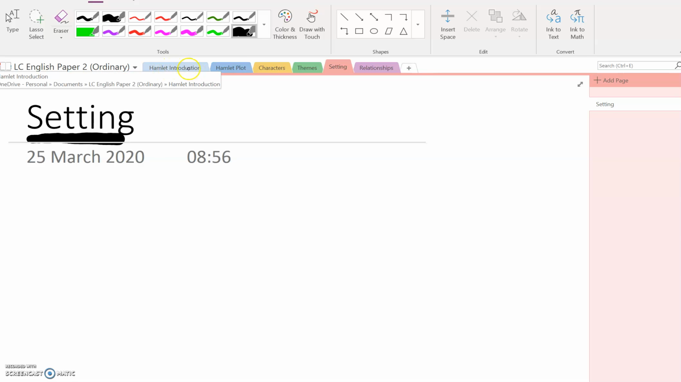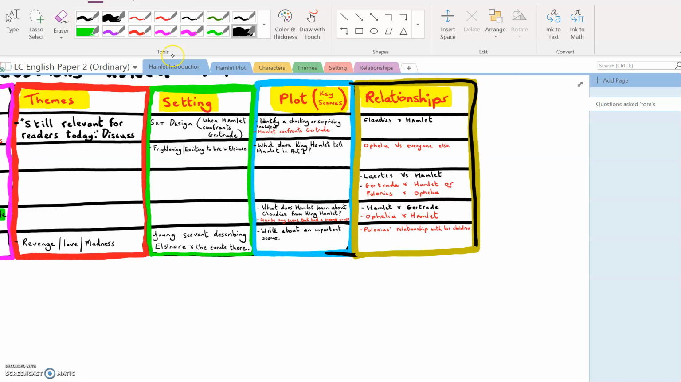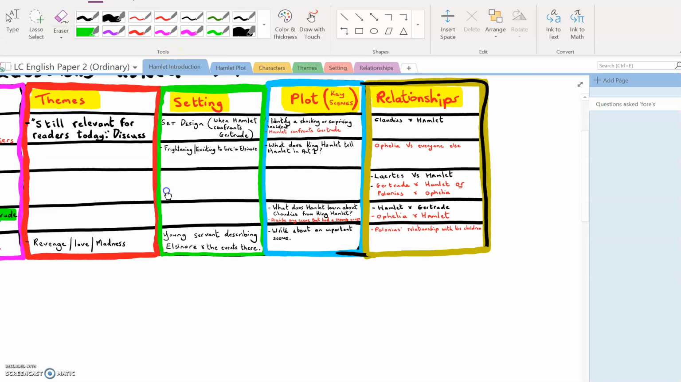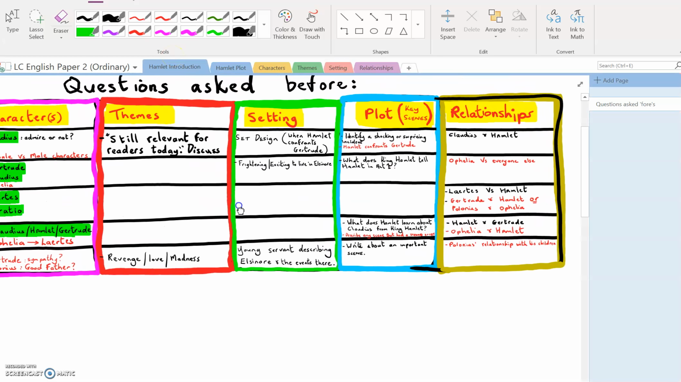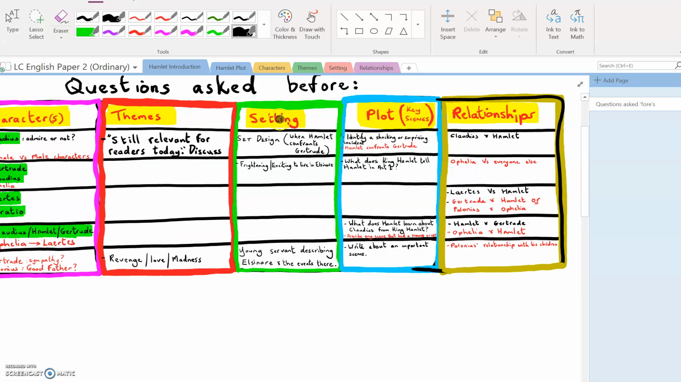and just to show you, we'll go into this tab, our introduction tab, and just get a look at some of the questions that have come up in the past. So here's our little section on setting here. And last time that Hamlet was examined, which was in 2017, there was a question on set design. So they asked you specifically to design the set for the scene when Hamlet confronts Gertrude, which is of course one of our key moment scenes.